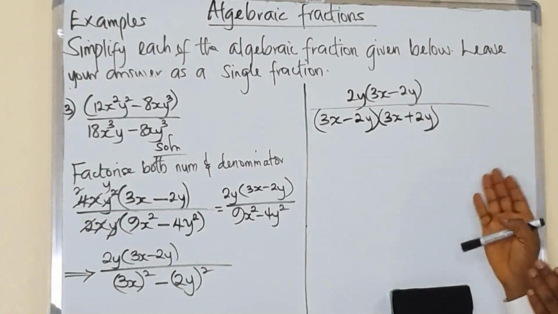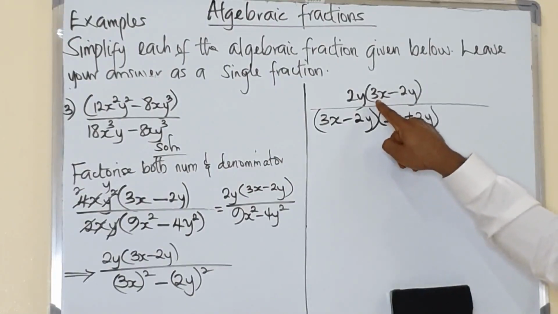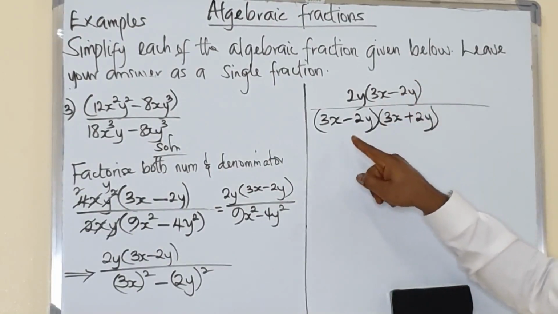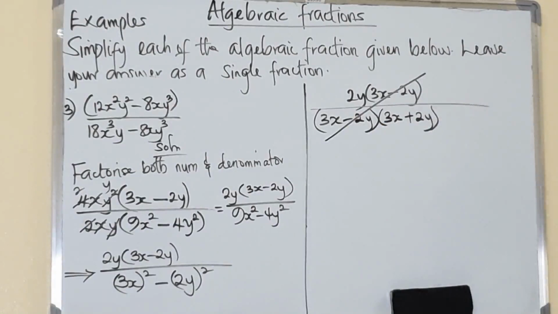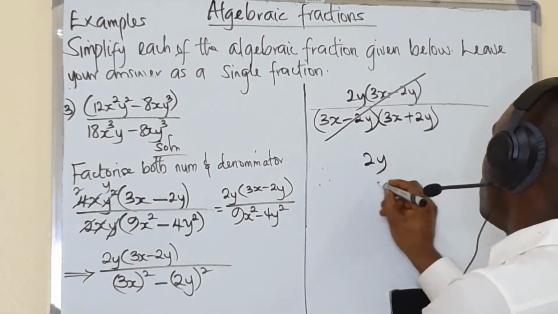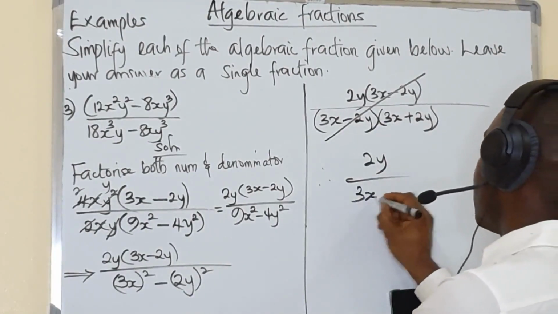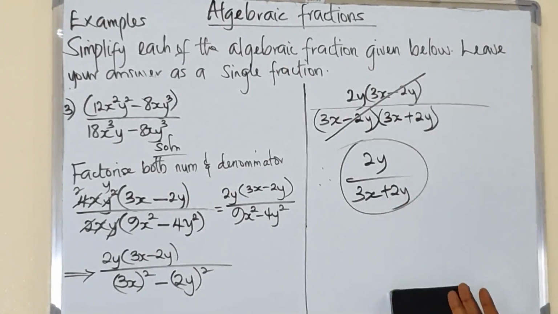Now, at this level, you can compare the numerator and the denominator and notice that something is common. 3x minus 2y is common between the numerator and the denominator, which means that we can comfortably cancel them out. Therefore, for the numerator, we just have 2y. But for the denominator, we have just 3x add 2y. It is as easy as that.